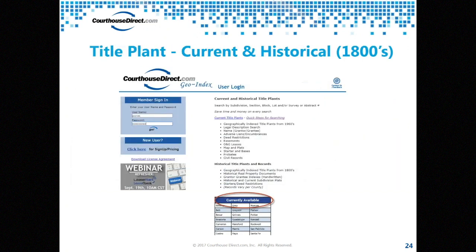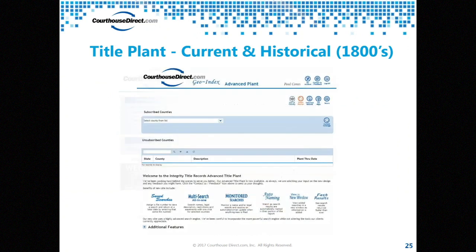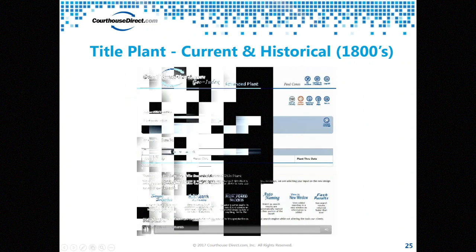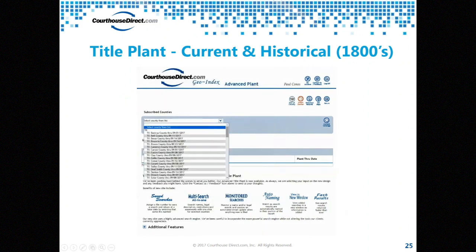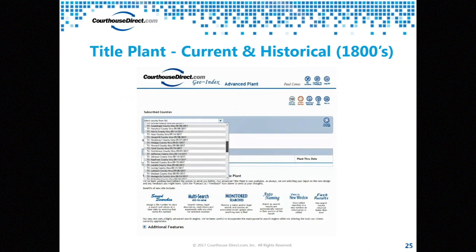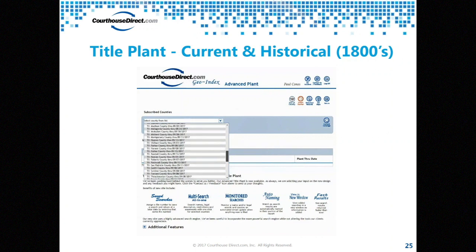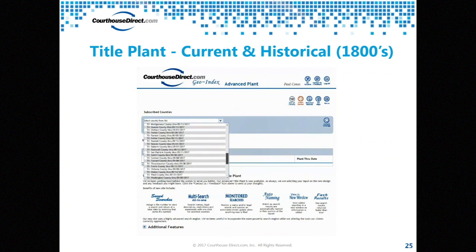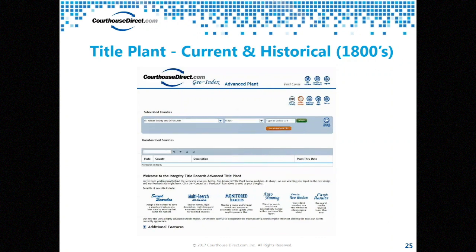So if I log into the title plant, you can see below there's a list of currently available counties. And then when I log in, this would be the screen that I would see. Essentially, what we're able to do is pick the county that we're interested in searching. We have a list of all the counties, and you can see it's a pretty extensive list of all the counties where we have these title plants. You might notice down at the bottom, we actually have some title plants in New Mexico and are building some in more oil and gas counties.